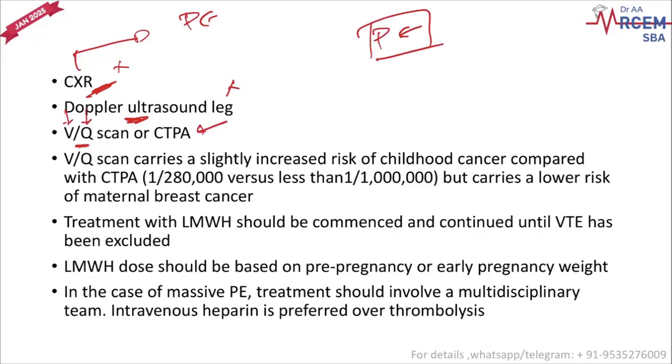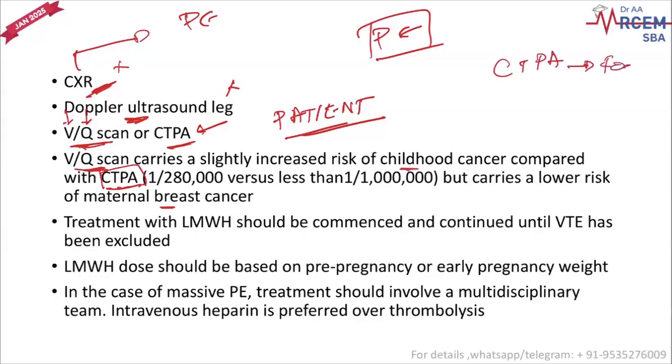How to choose between these? The choice is given to the patient, the pregnant woman who is present. She will take a call whether she wants a VQ scan or a CTPA. What you need to explain is, if you go ahead with a VQ scan, the risk of the fetus having cancer in childhood is slightly higher compared to that of the CTPA. If you get a CTPA done, the risk of maternal breast cancer is slightly higher compared to a VQ scan.